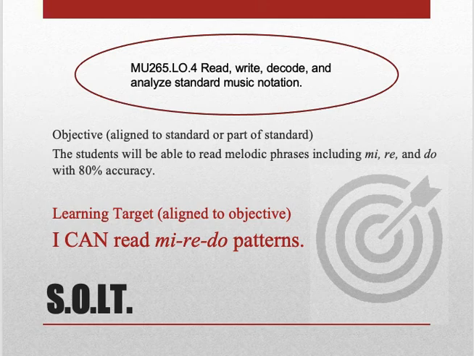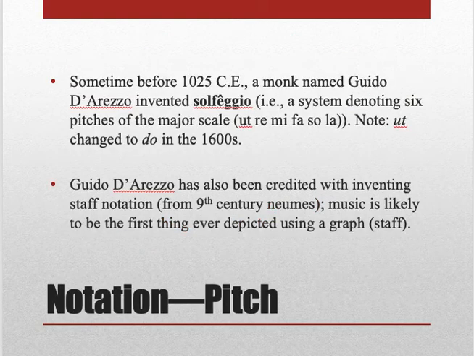So again, this class is an outcome-based class, and our outcome for today is read, write, decode, analyze standard music notation. Today, I have taken a small piece of that outcome or standard, and I've written an objective that says the students will be able to read melodic phrases including mi, re, and do with 80% accuracy. So by the time you leave today, you should be able to read mi, re, do patterns. How do we get started on that? Well, first, a little bit of background.